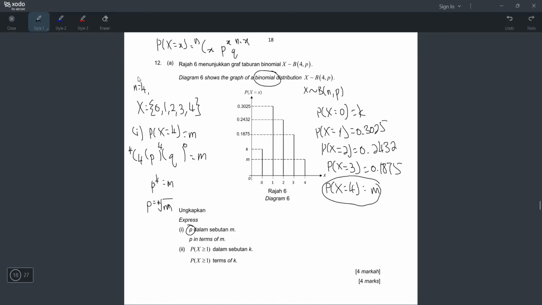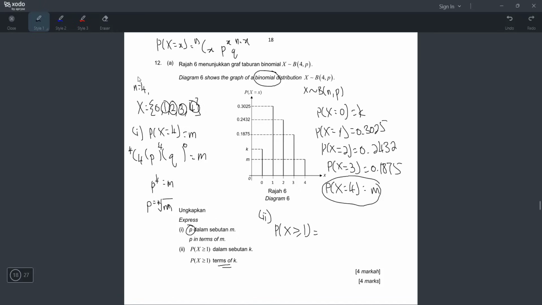Okay, let's go to B. Question number 2 says, express P(x ≥ 1) in terms of k. If they want greater than or equal to 1, it means I'm taking these and adding them together. But if you do it like that, you will get 0.3025 plus 0.2432 plus 0.1875 plus M. But they say in terms of k, so I don't think you can do it like that, because the answer is not in terms of k. It's just in terms of M.